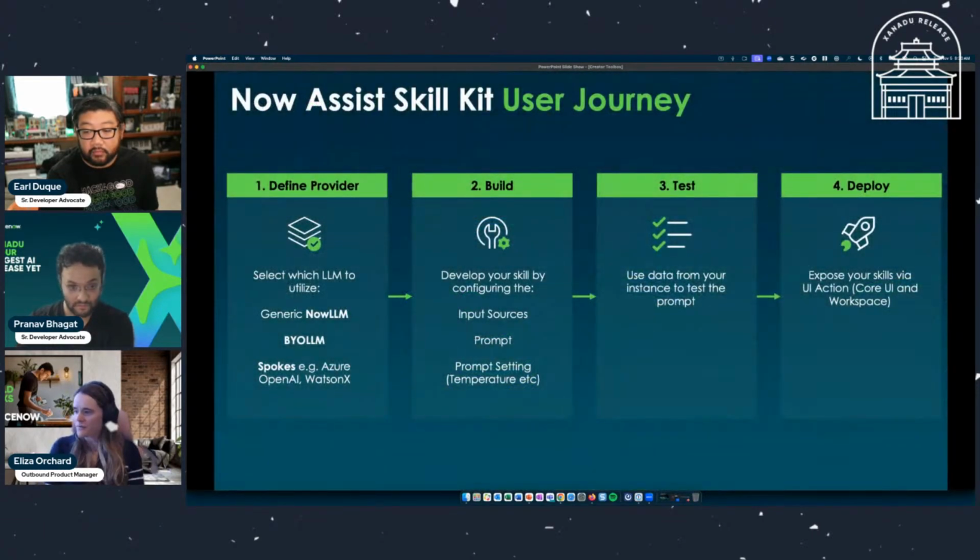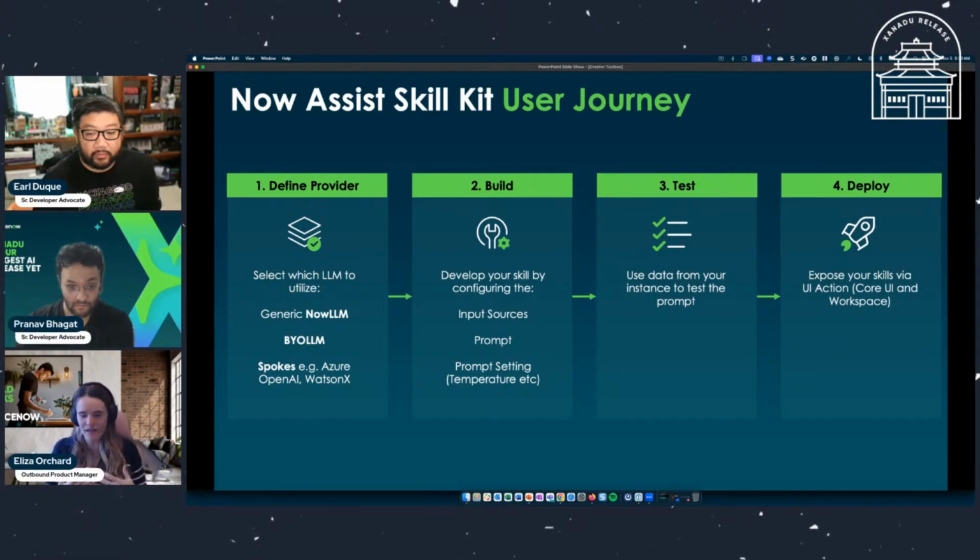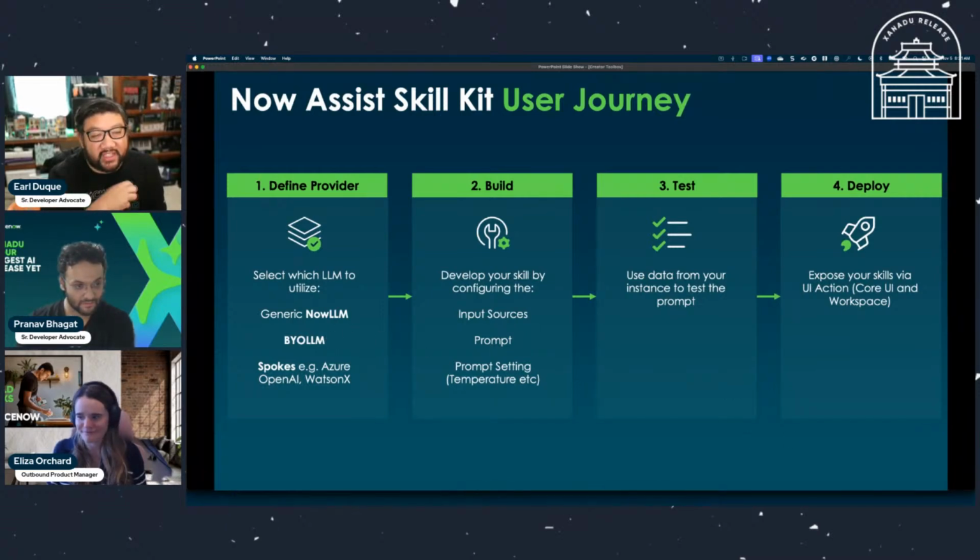I do see a question from Jace asking, when you bring your own LLM, does ServiceNow host it or do you? When we say bring your own LLM, that means it could be a third party hosting it, such as an AWS or Azure LLM, or it could be one that you host yourself. But basically it's an external third-party LLM that we're talking about in that scenario. Yeah, not making your own LLM and having it hosted on our servers. It's more connecting to the existing third-party ones.